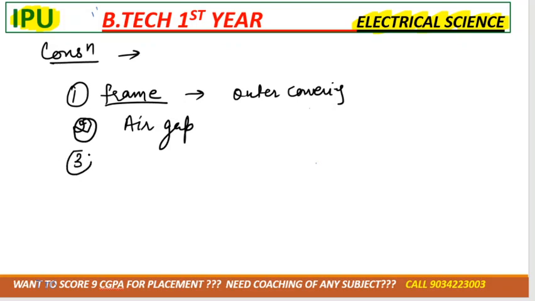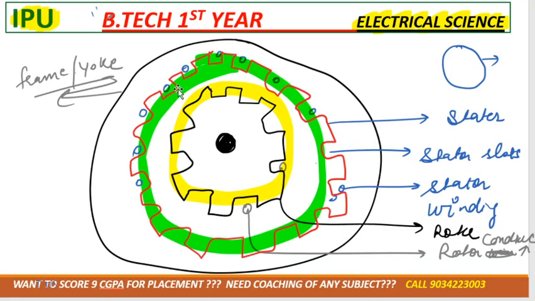Third thing we are using in this is the fan. The fan rotates with the rotor. Basically what is the function of the fan? It is used to cool down the motor. Okay. So at whichever speed the rotor is rotating, at that particular speed the fan is rotating.